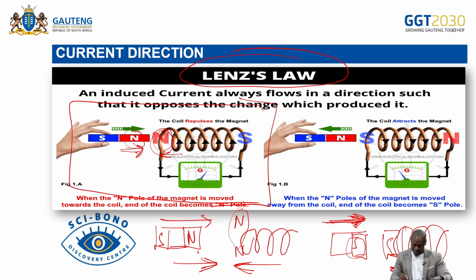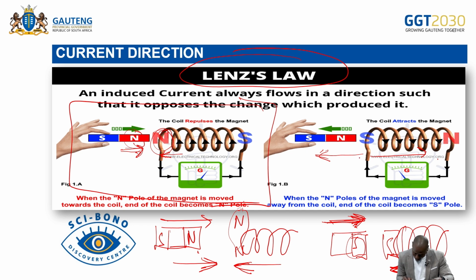Okay. Then here, I'm pulling it, right? So I'm pulling away. Then the induced current is going to pull towards.